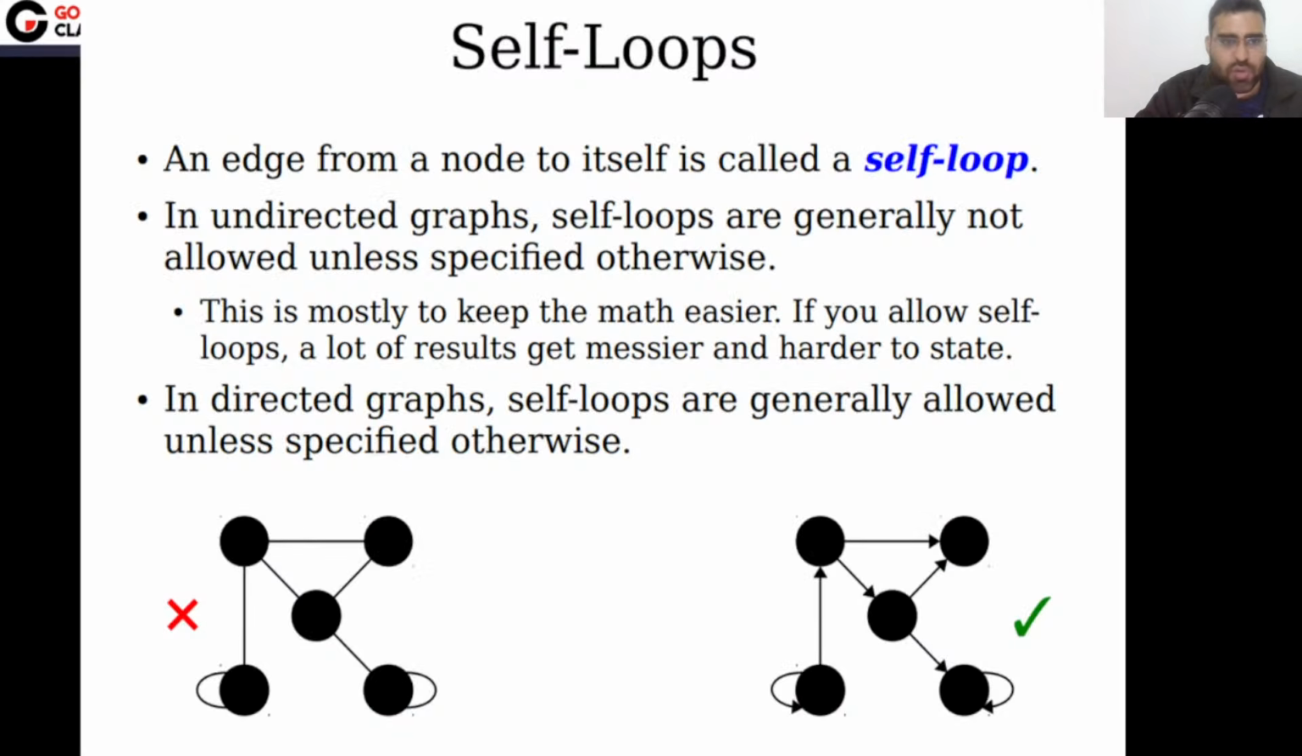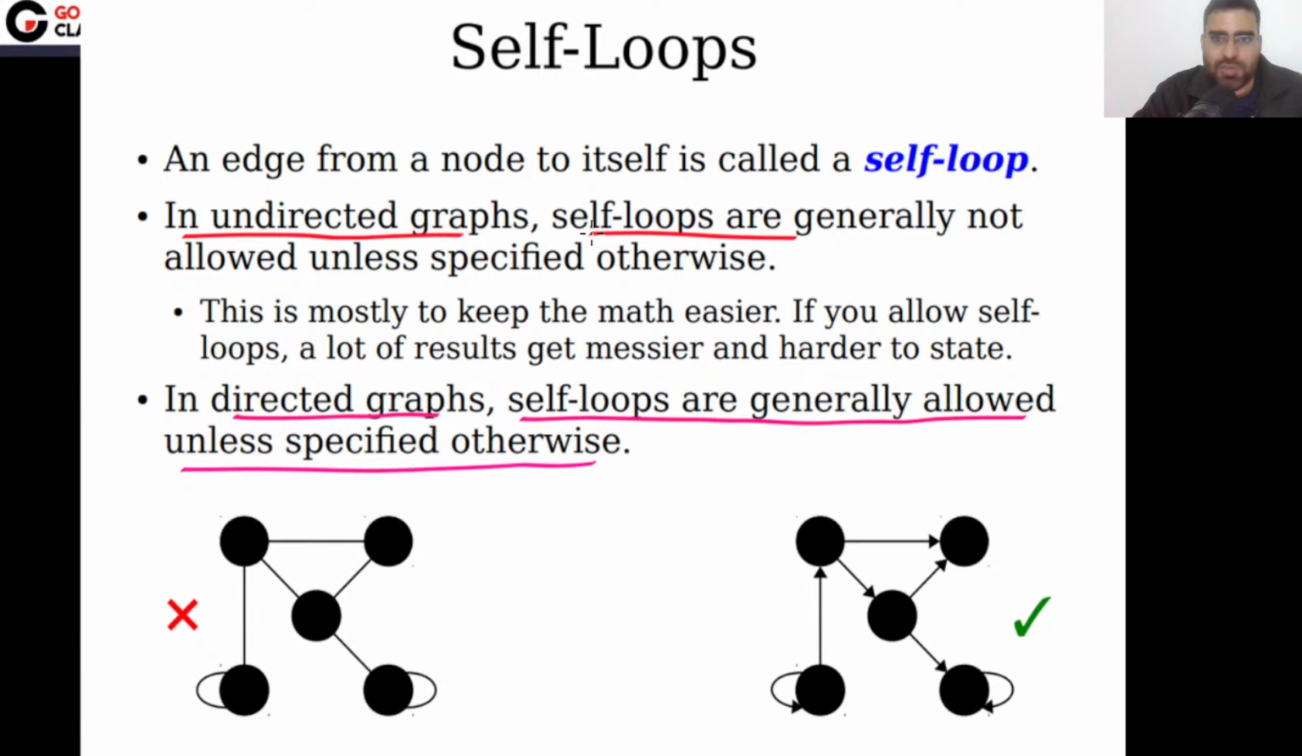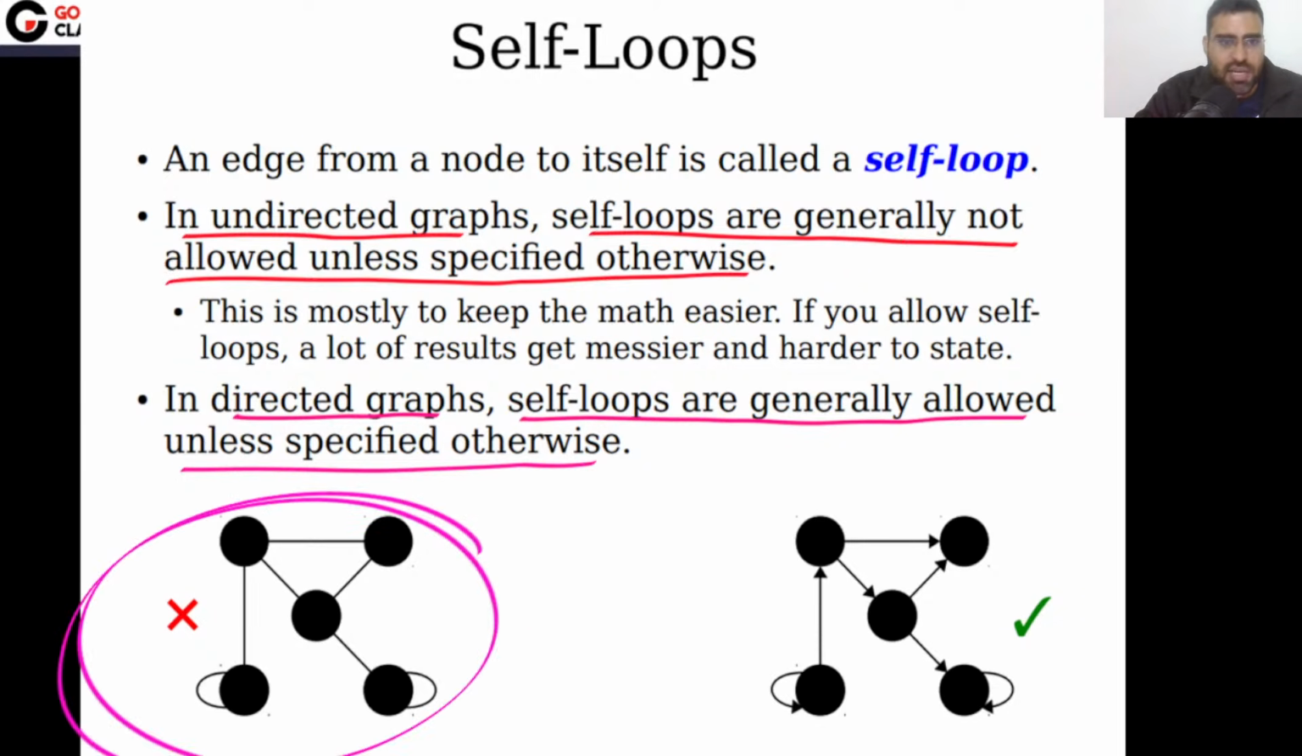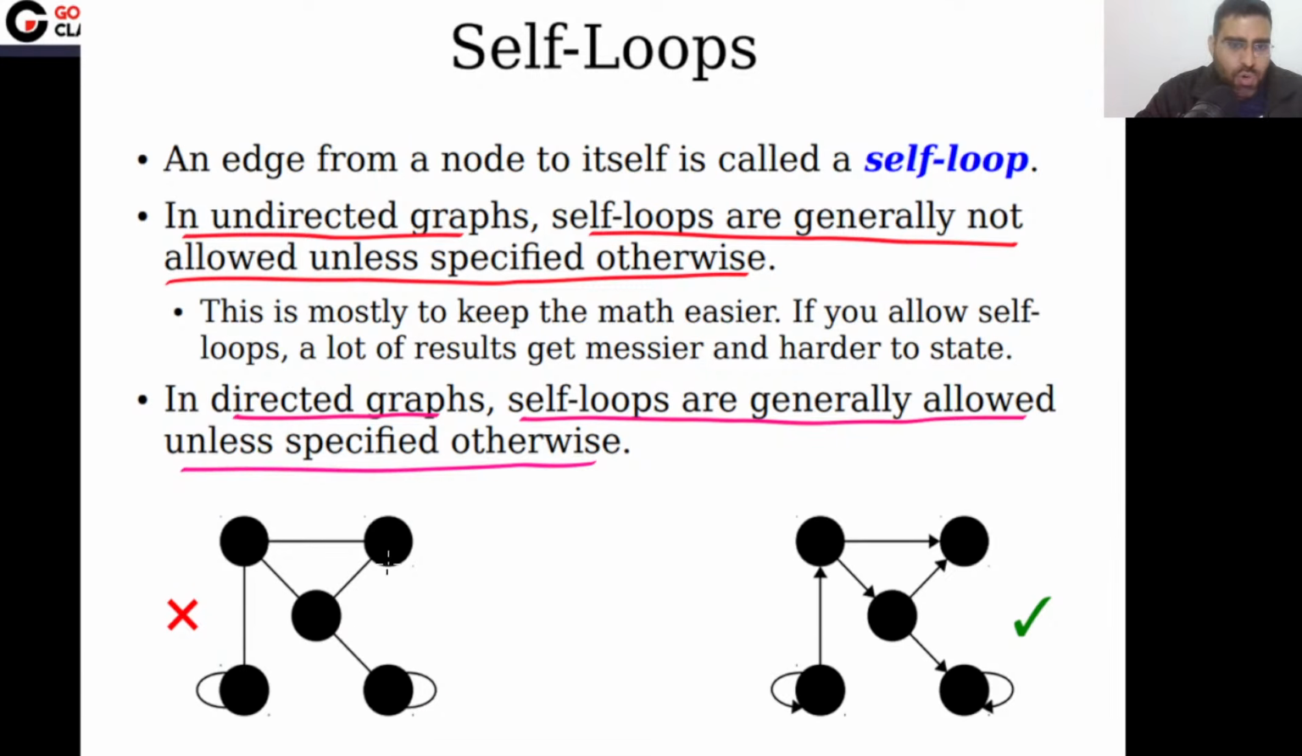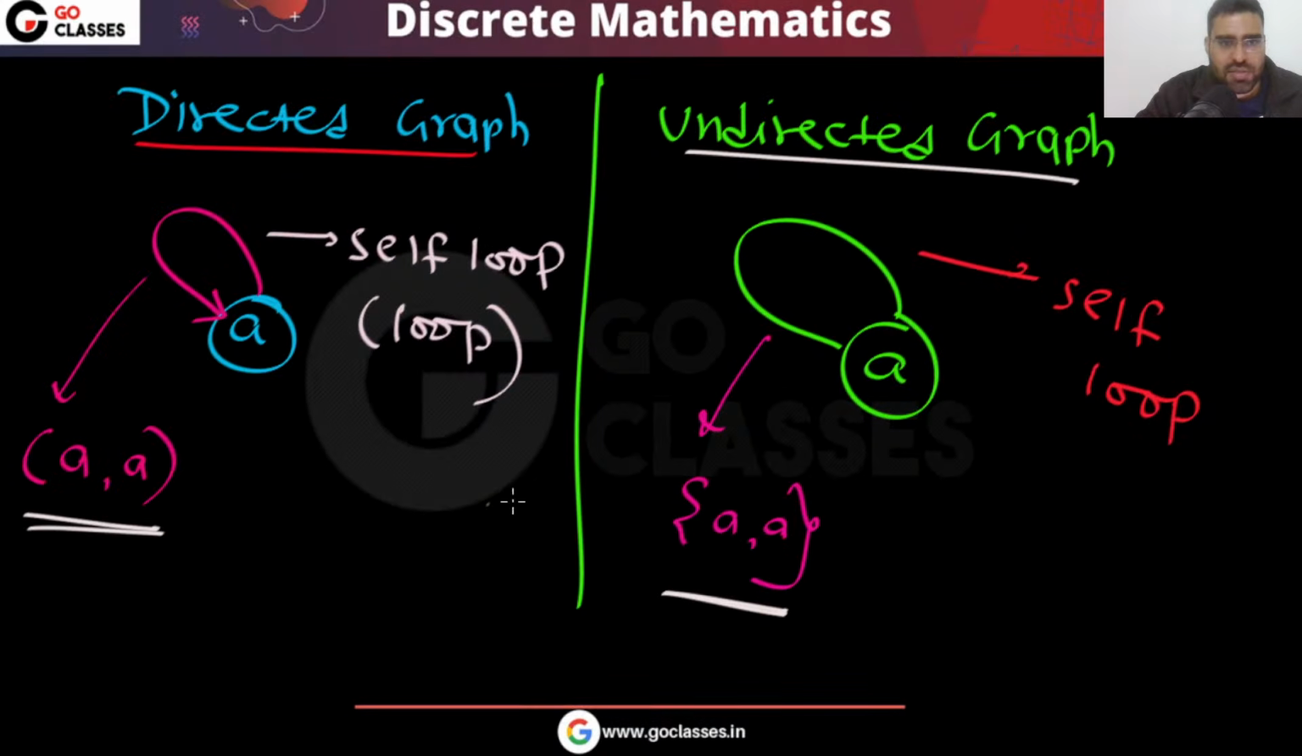So this is what I want to say, that in the directed graph, self loops are generally allowed, unless some information is given to you, unless specified otherwise. Similarly, in the undirected graph, self loops are generally not allowed, unless they specify. So you can notice in the undirected graph, by default we don't consider self loop. In the directed graph, by default we consider self loop. But anyway, most of the time we will not consider self loop.